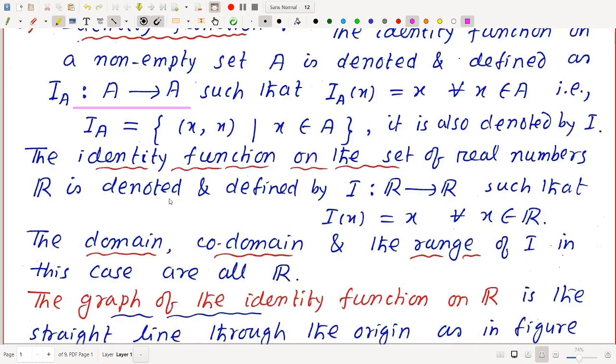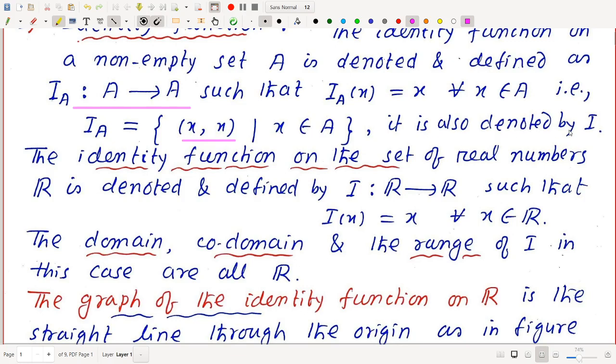And with the concept of relation, if we want to define identity function, then it will be IA equal to the set of all ordered pairs with first component and second component as same element. First component identical with second component for all x in the domain set capital A. This is identity function, because every function is also a relation. So this function is defined in terms of relation.